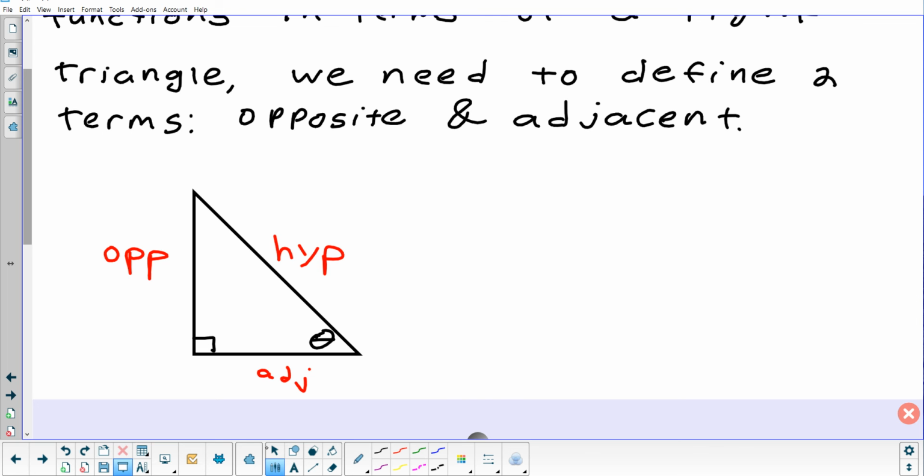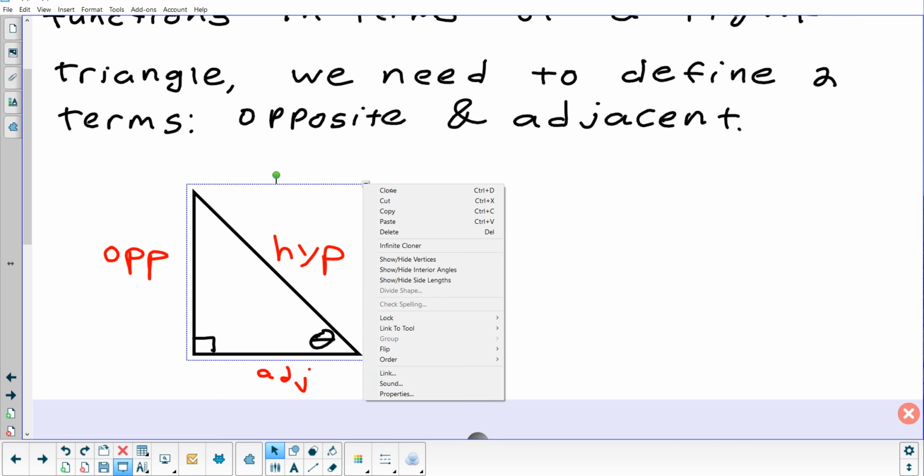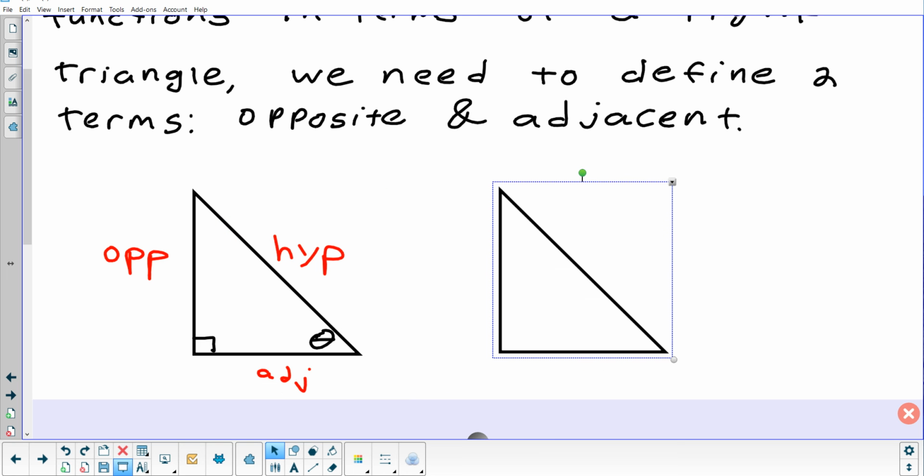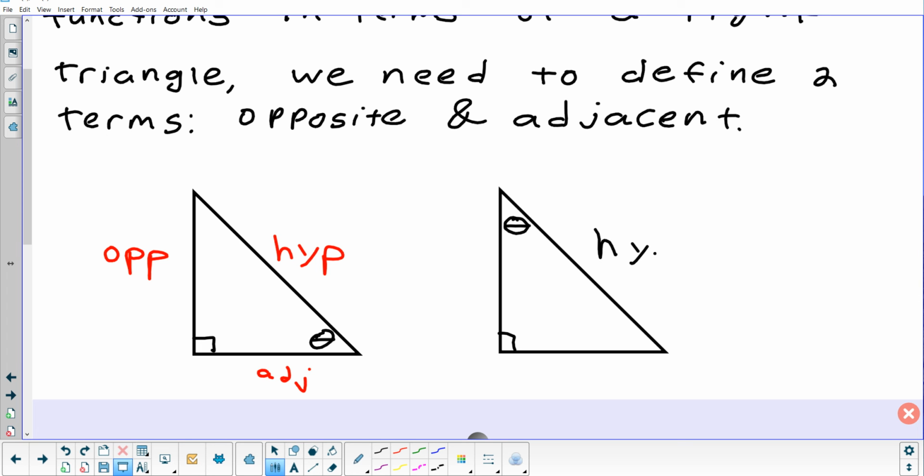So now, if we take that same triangle, and let's change the perspective. So instead of pretending you're standing in the lower right corner, let's pretend we're now standing at the top. Now that's like standing and then turning a different way. Now left and right just changed. Opposite and adjacent just changed. This is still the hypotenuse.